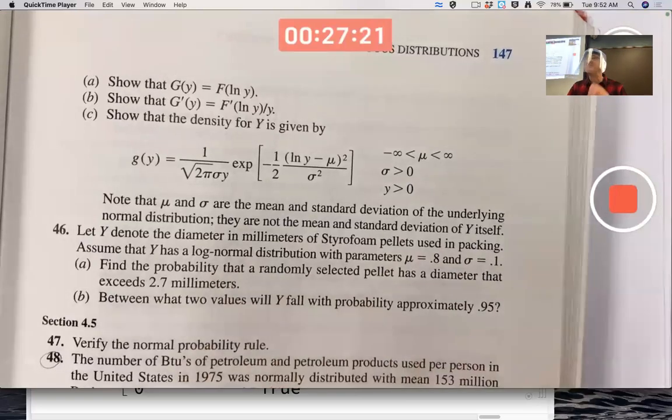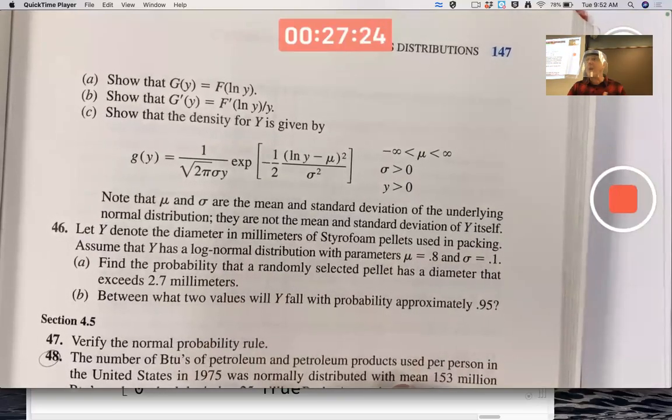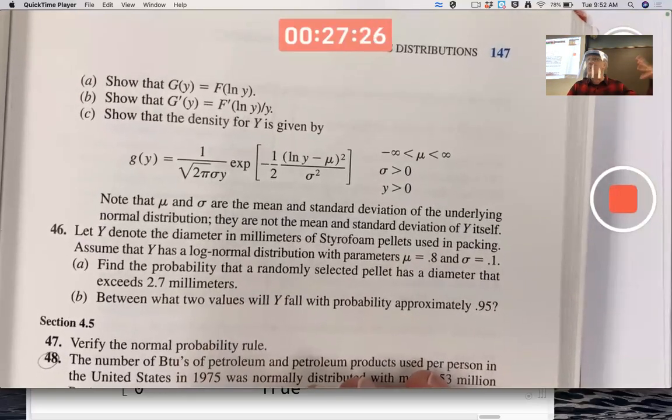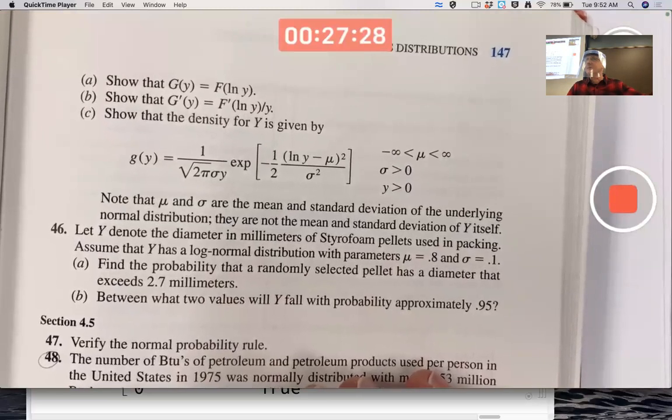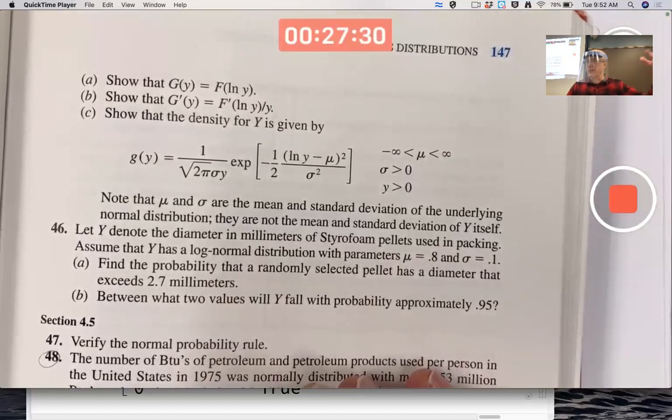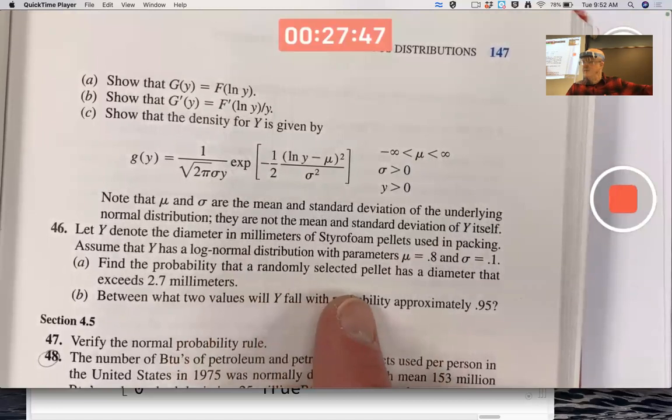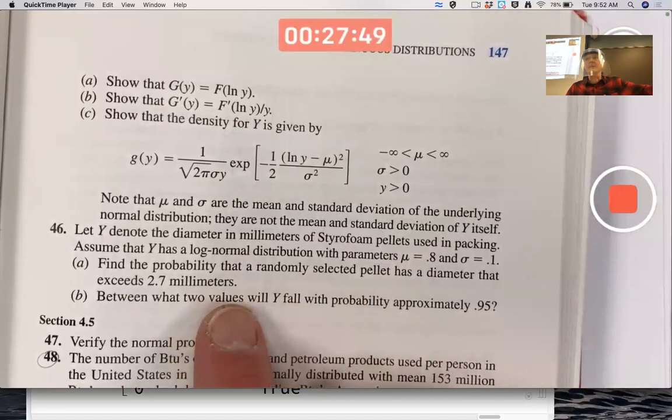These are not necessarily the mean and standard deviation of y. In fact, they're not. They're the parameters for y in terms of some normal distribution where the logarithm of y is a normal distribution. Right? Log normal means the log of this distribution is normal. That's what I said. Find the probability that a randomly selected pellet has a diameter that exceeds 2.7 millimeters.